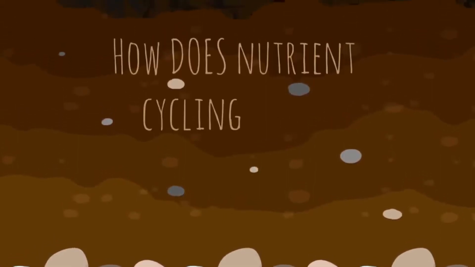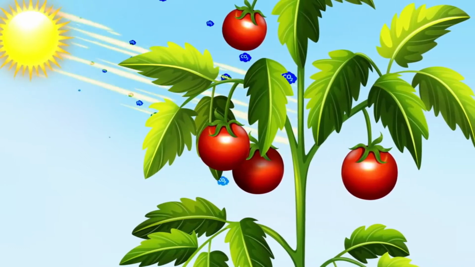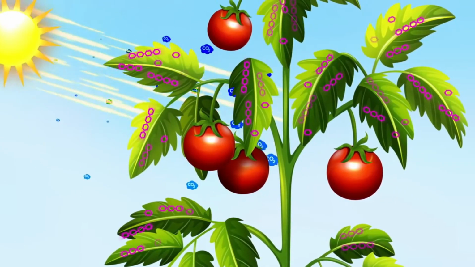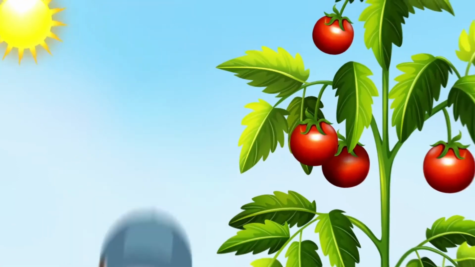How does nutrient cycling work? During photosynthesis, plants combine carbon dioxide from the atmosphere and sunlight to produce simple sugars and carbohydrates. But just like humans, plants can't live on sugars and carbs alone.